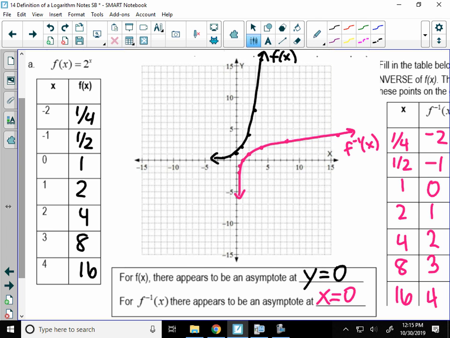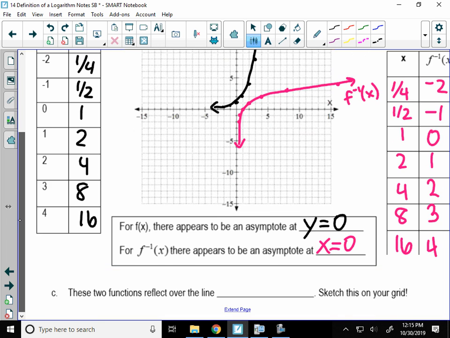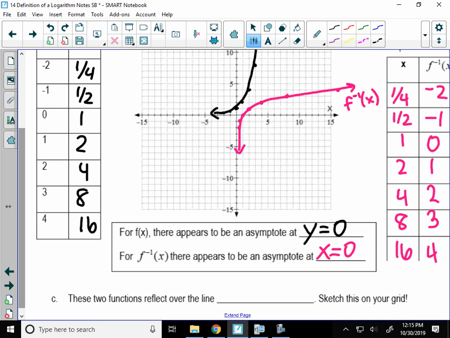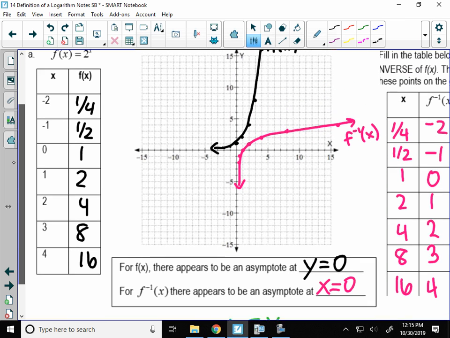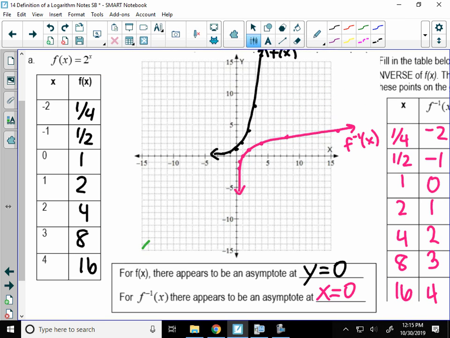Now, what line do all inverses reflect over? Y equals x. Okay, so graph that real quick. Let's just verify. I know you don't have a ruler. Just estimate where it is. But you know that we're going to reflect over y equals x here. Does it look like those two reflect over that line? Yeah. Okay. So it's all coming full circle. Now we have a logarithm, which I said was the inverse.